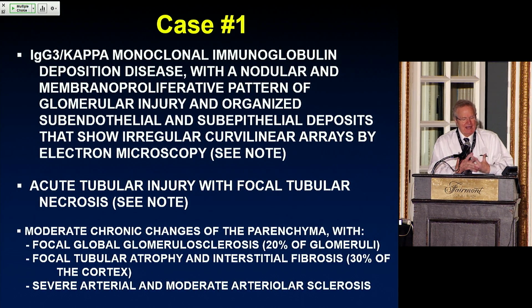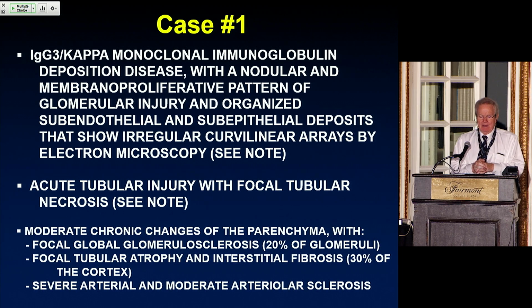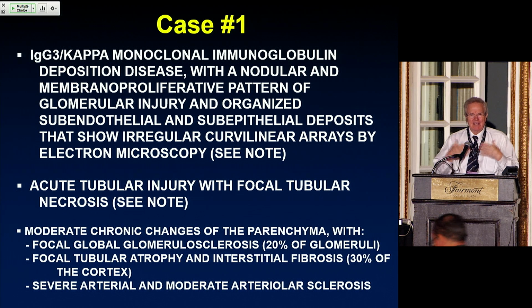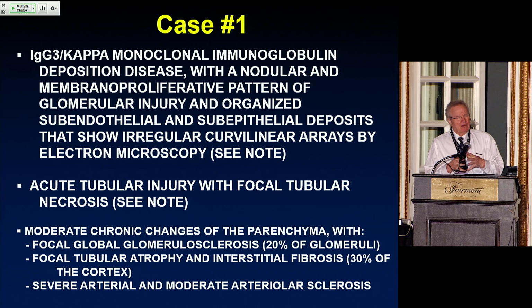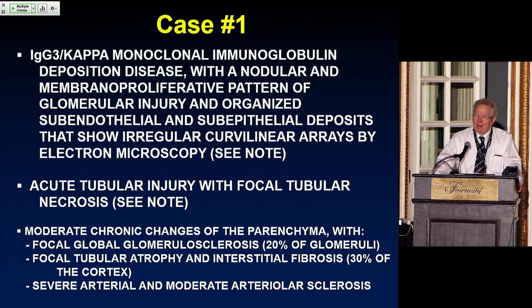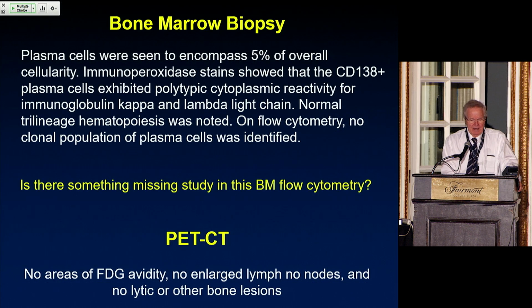So this patient has an IgG3 kappa monoclonal immunoglobulin deposition disease that has resulted in the nodular and membranoproliferative pattern of injury. And it is a classic example where you really need to look for a lymphoproliferative disorder or a myeloma in cases like this.